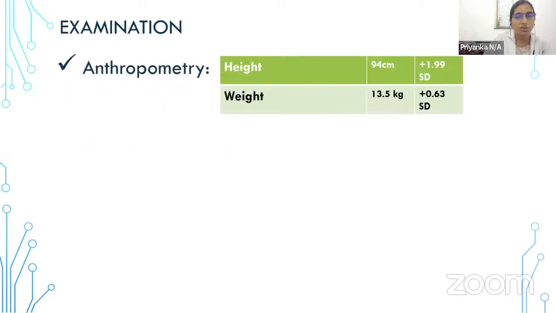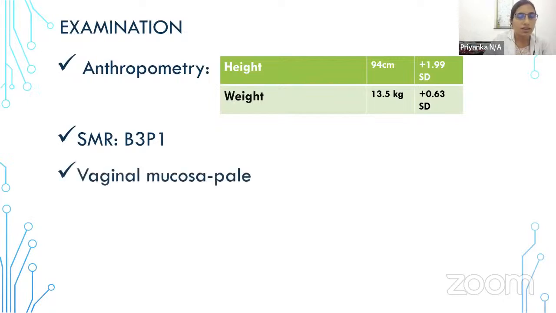On examination, anthropometry: her height was 94 centimeters at the age of 2 years, which was plus 1.99 SD. Weight was 13.5 kg, which was plus 0.63 SD. SMR was breast stage 3, pubic hair stage 1. On examination, vaginal mucosa was pale, and there was no clitoral enlargement.